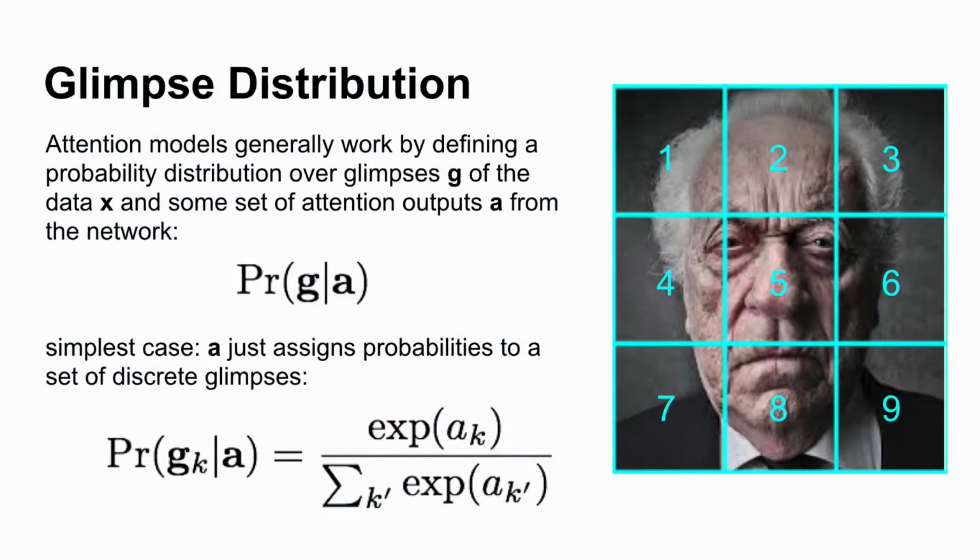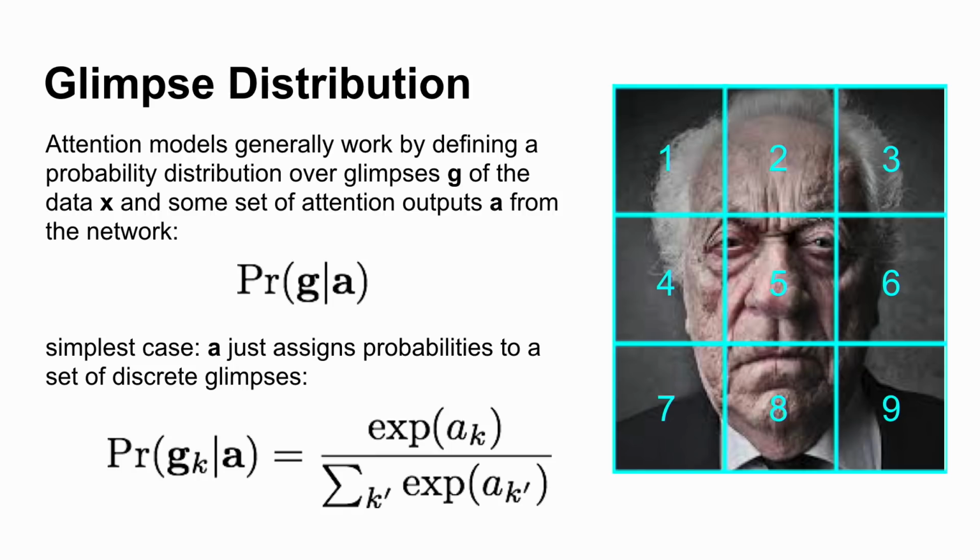Okay, so the general idea is to think of this probabilistically and say, okay, what we've got is a probability distribution over glimpses of the data. So we've got this extra data X, and we're applying our attention model to it using some set of attention outputs. So these attention parameters are called A here, right? And then we get a conditional probability distribution, which is the probability of glimpse G given attention A, right?